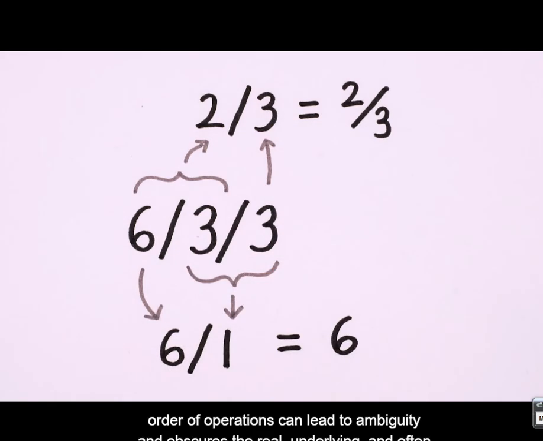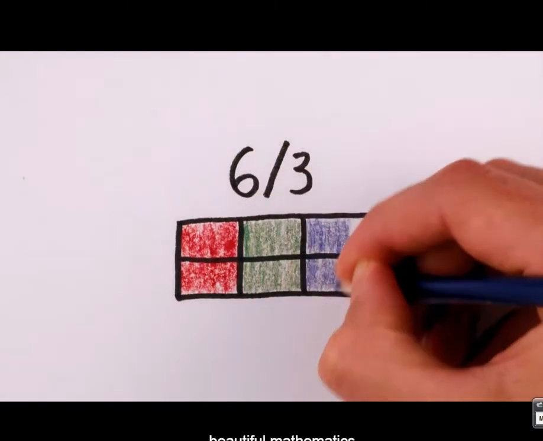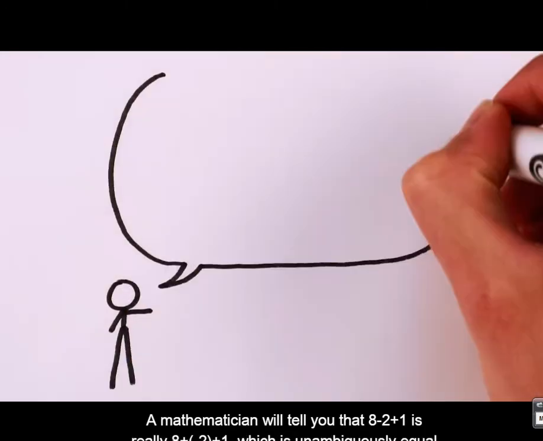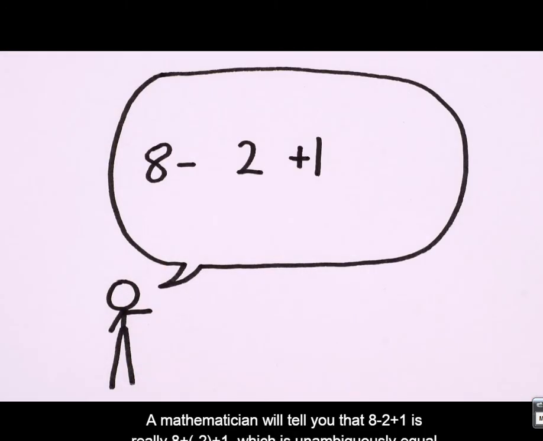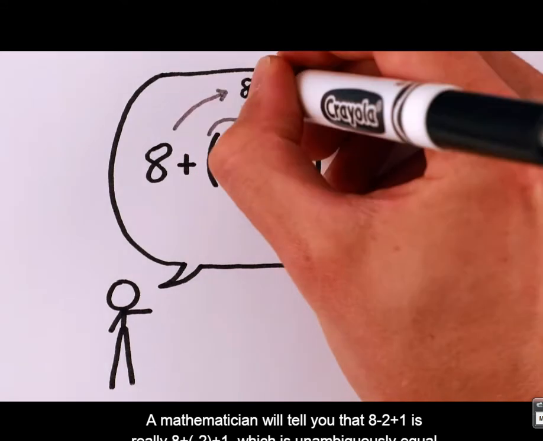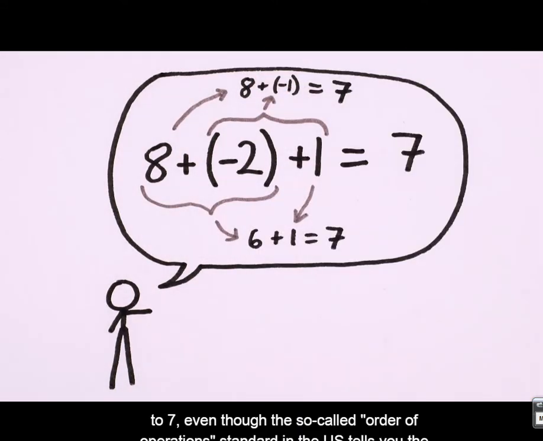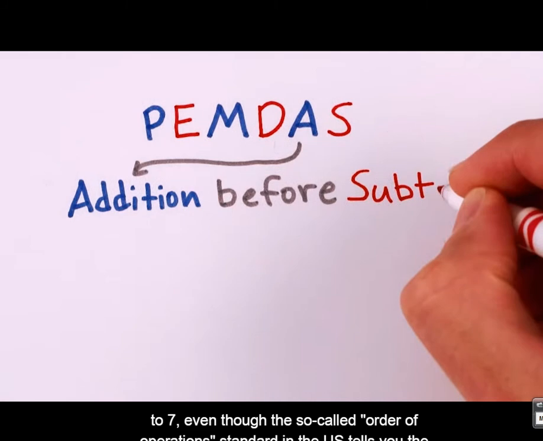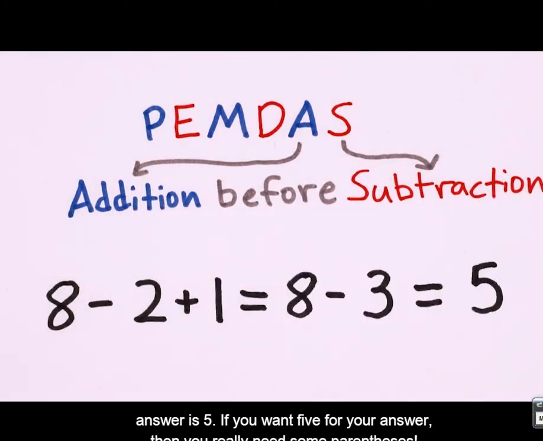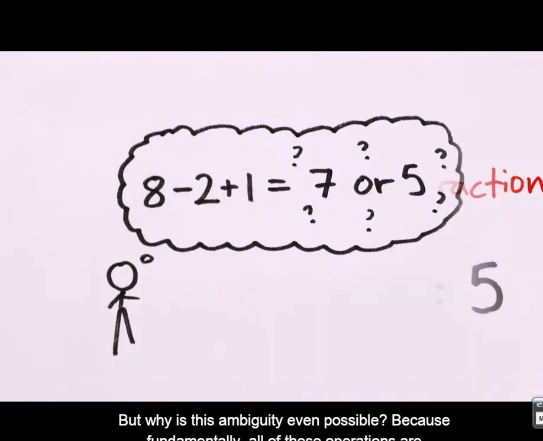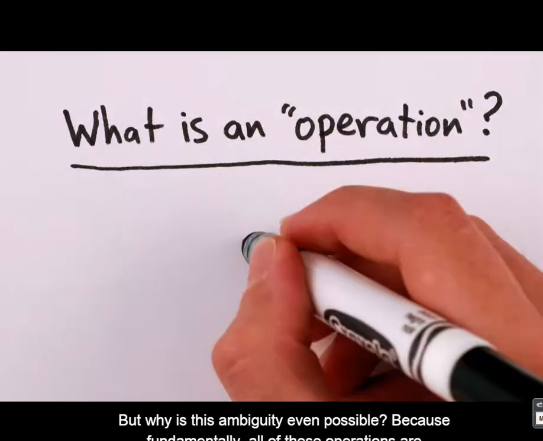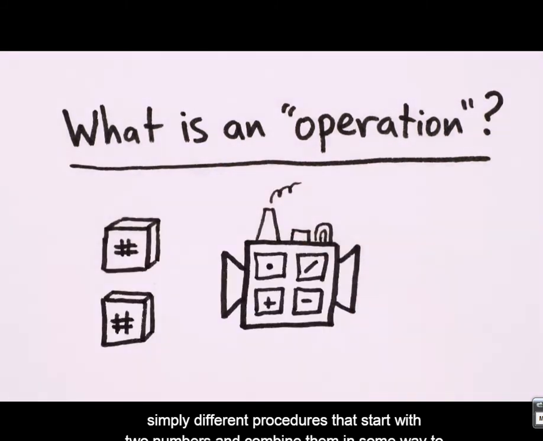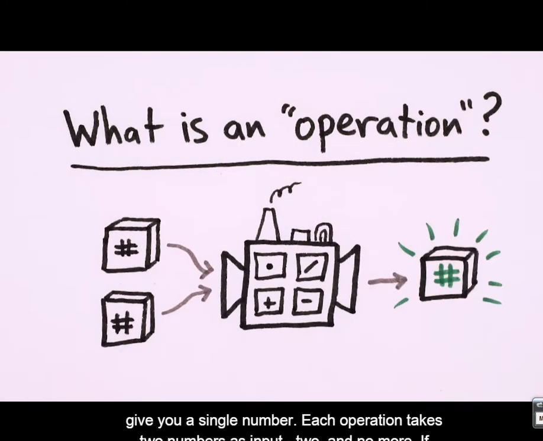The problem is, focusing on the order of operations can lead to ambiguity and obscures the real, underlying, and often beautiful mathematics. A mathematician will tell you that 8 minus 2 plus 1 is really 8 plus negative 2 plus 1, which is unambiguously equal to 7, even though the so-called order of operations standard in the US tells you the answer is 5. If you want 5 for your answer, then you really need some parentheses. But why is this ambiguity even possible? It's because, fundamentally, all of these operations are simply different procedures that start with two numbers and combine them in some way to give you one number.